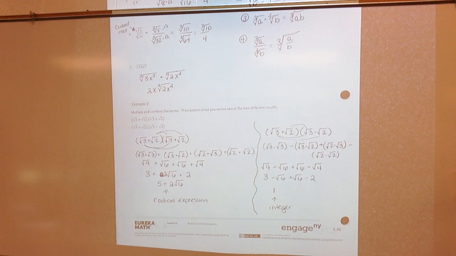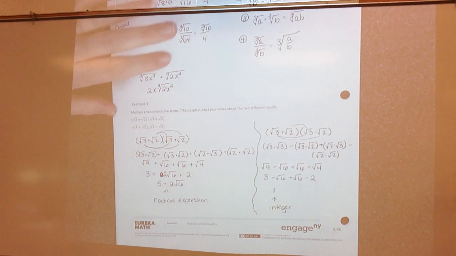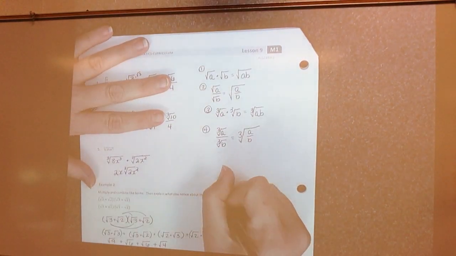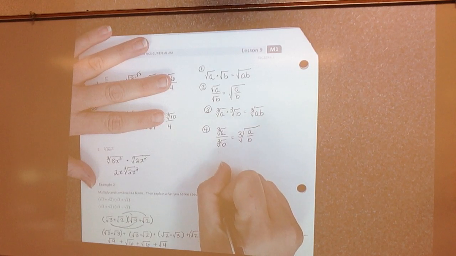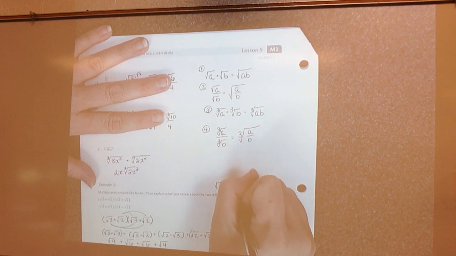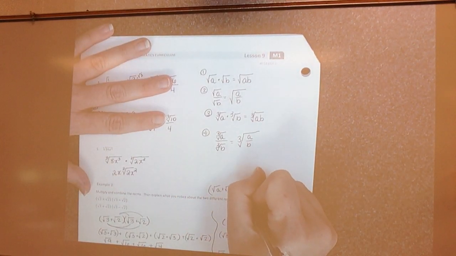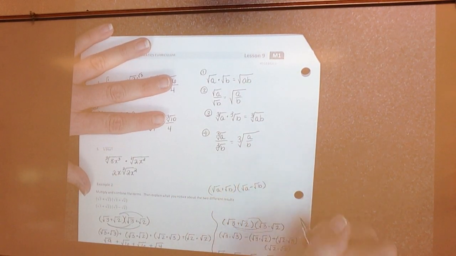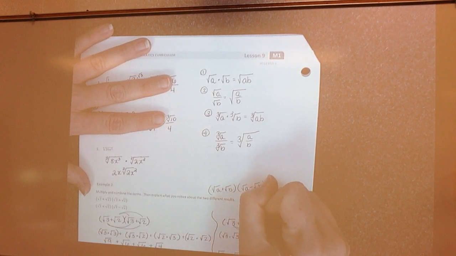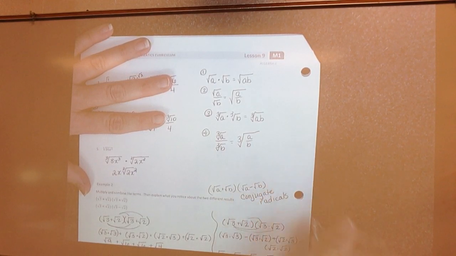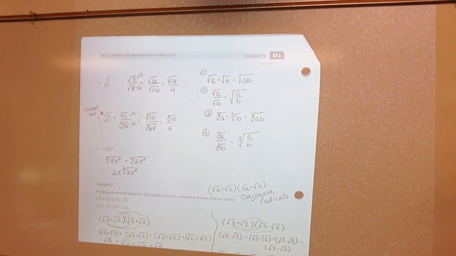In that case, we give the two factors a special name. Two binomials of the form the square root of a plus the square root of b and the square root of a minus the square root of b are conjugate radicals. So if I have the square root of a plus the square root of b times the square root of a minus the square root of b, these are what we call conjugate radicals.